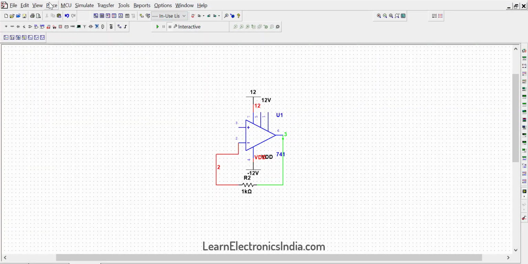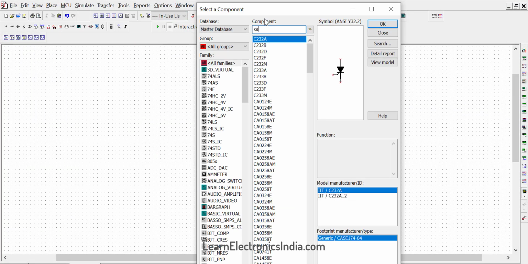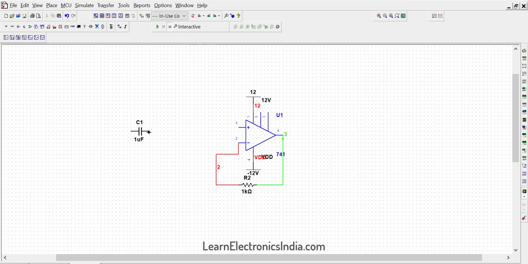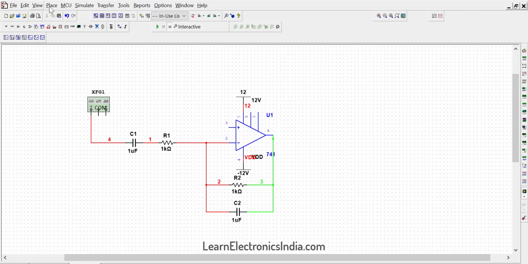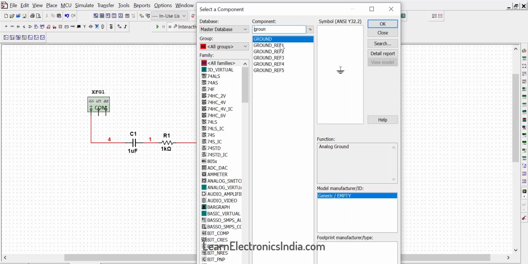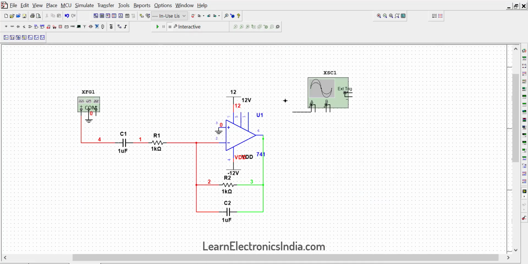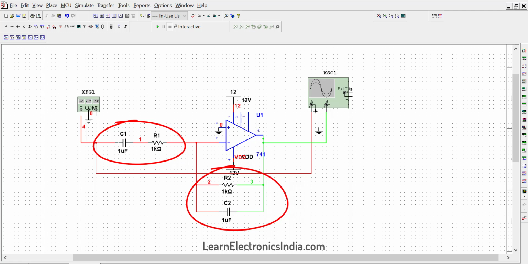Now to make a differentiator, we will first take a negative feedback op-amp and connect a resistor and capacitor in series with the inverting input. Then we are going to connect a capacitor in the feedback loop. After this, we will connect a function generator to the capacitor C1 and connect an oscilloscope to take the readings. Let's have the value of the capacitors as 1 microfarads and resistor as 1 kilo ohms.